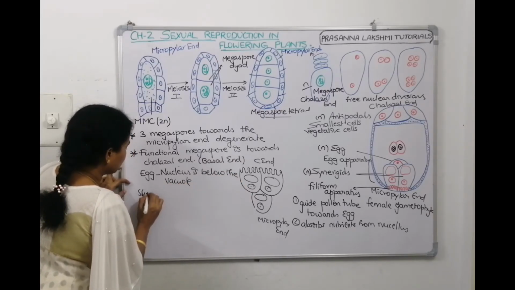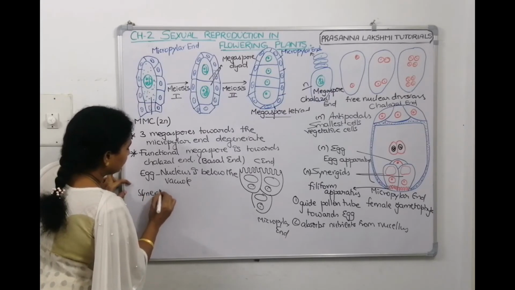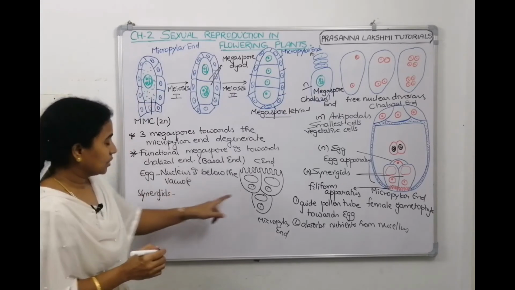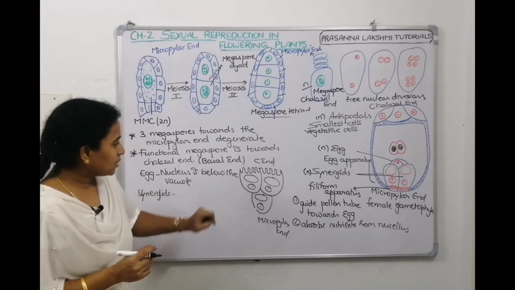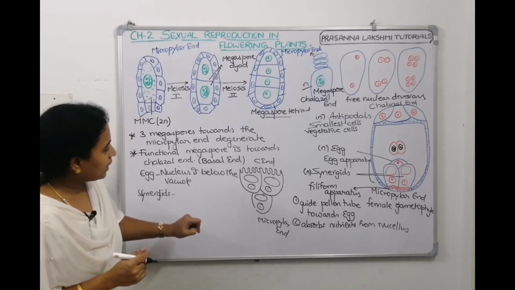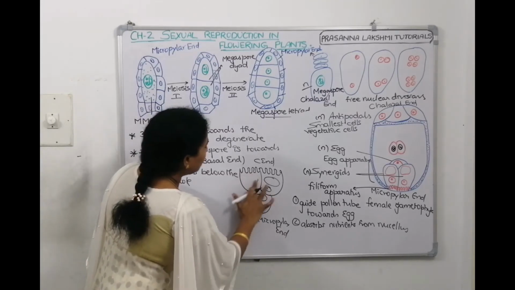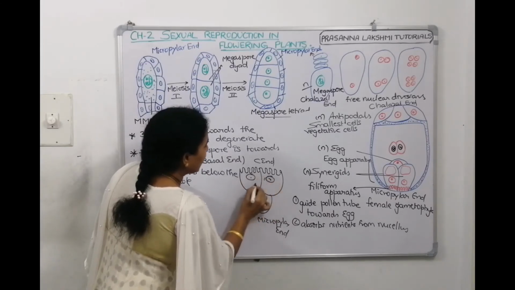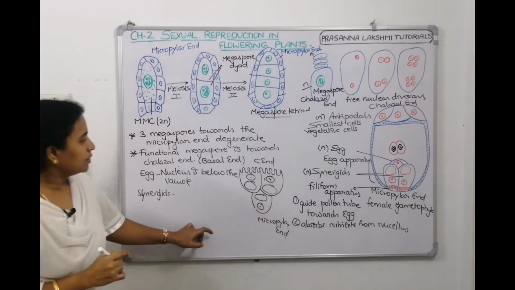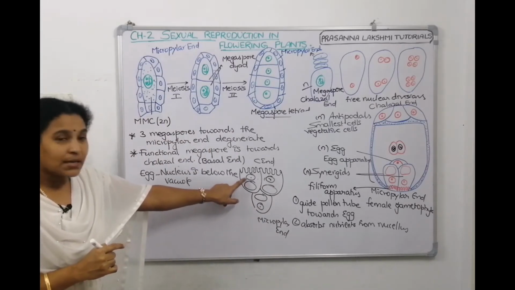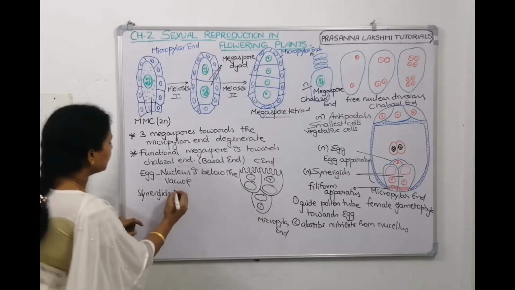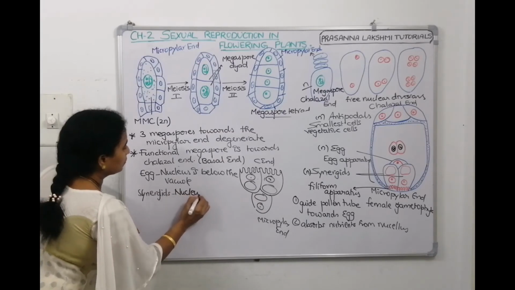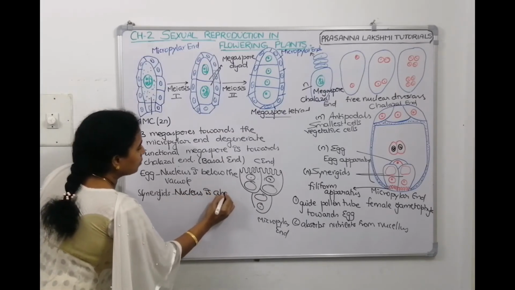Whereas, if we talk about synergids, in synergids, where is the nucleus? In synergids, we draw like this: here is the nucleus and this is the vacuole. So, in synergids, the nucleus is above the vacuole.